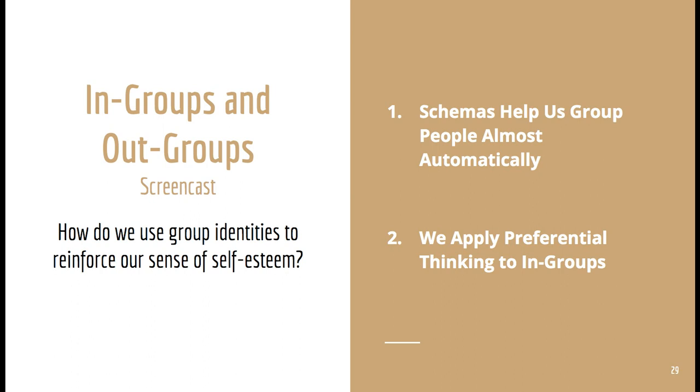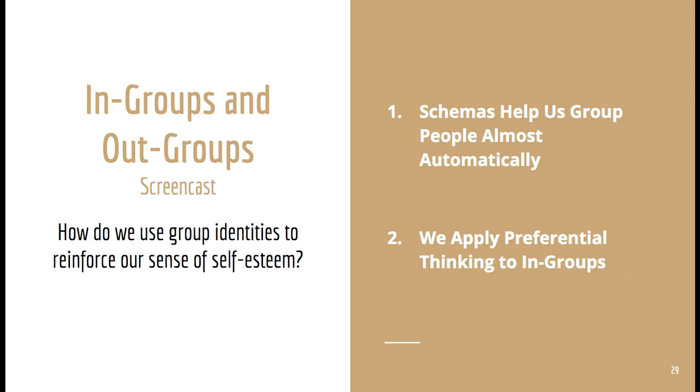So, we've been talking a lot about how we use different cognitive strategies to maintain our sense of self or maintain our ego. And today, I want to branch that over into talking about how we also use our group identities to reinforce our sense of self esteem and to protect that sense of ego. So, I want to think a little bit about in groups and out groups.